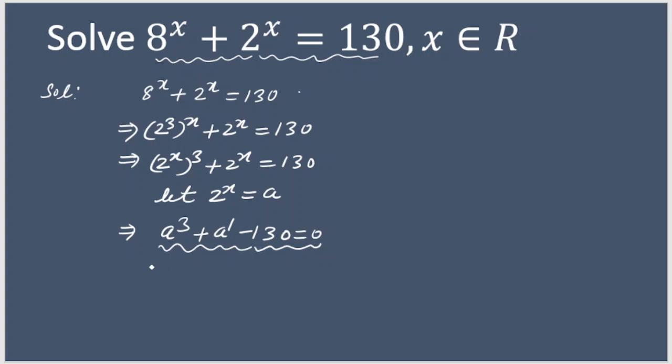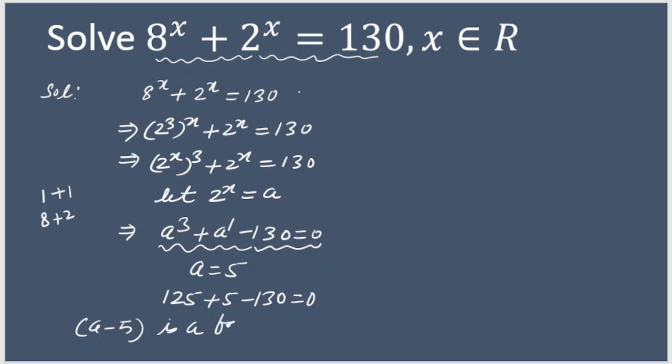And a cube plus a should be equal to 130, which means I should start with some larger value. If I take a is equal to 1, I will get 1 cube plus 1 is equal to 2, and if I take 2 I will get 8 plus 2, so on we can try. But if you look at a is equal to 5, you realize that a cube will become 125, and plus 5 minus 130 will be equal to 0, right? Using the factor theorem I can say that a minus 5 is a factor of the polynomial a cube plus a minus 130.